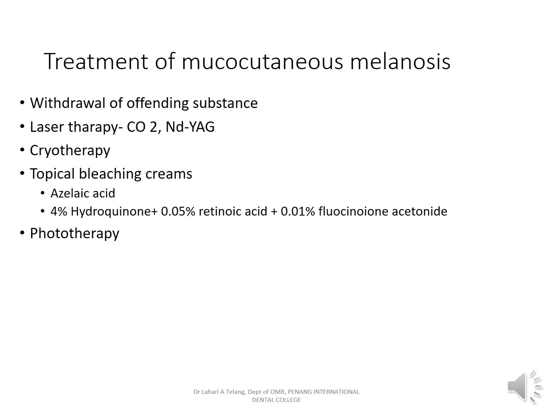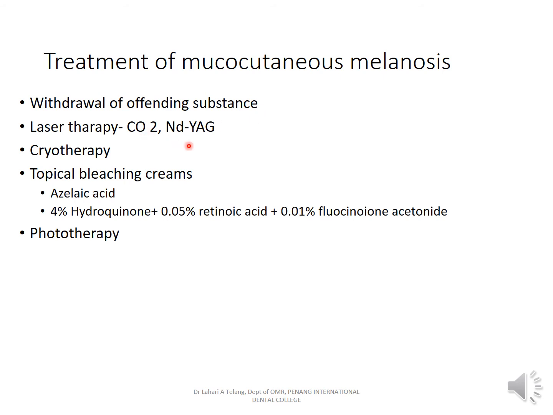The treatment of mucocutaneous melanosis could be primarily dermatologic treatment, concerning aesthetics for the patients. First of all, withdrawal of the offending substance, for example smoking or alcohol, or if there is any systemic involvement, then by treating the systemic disorder, the pigmentation could subside.